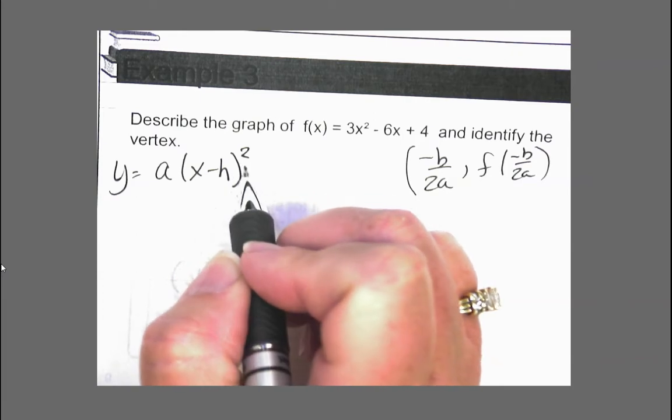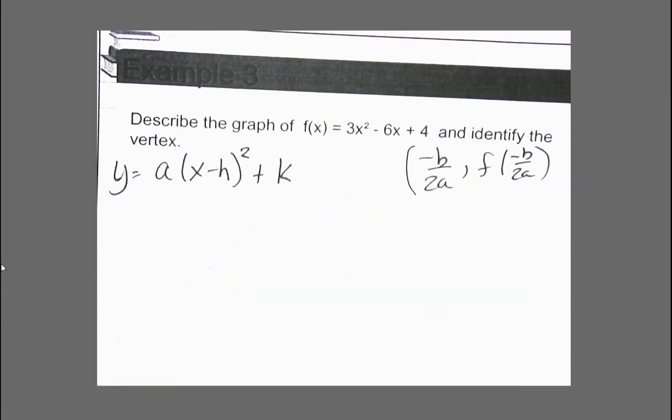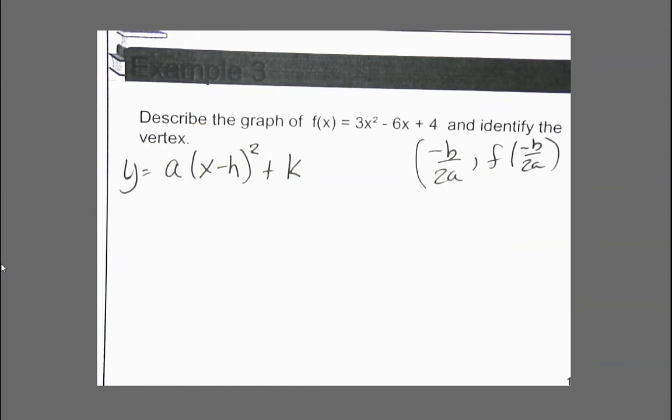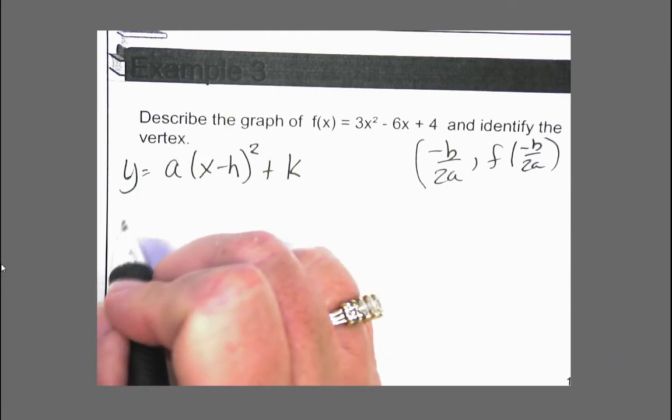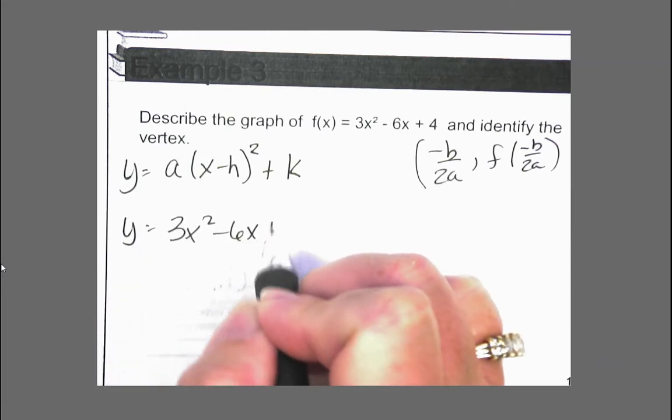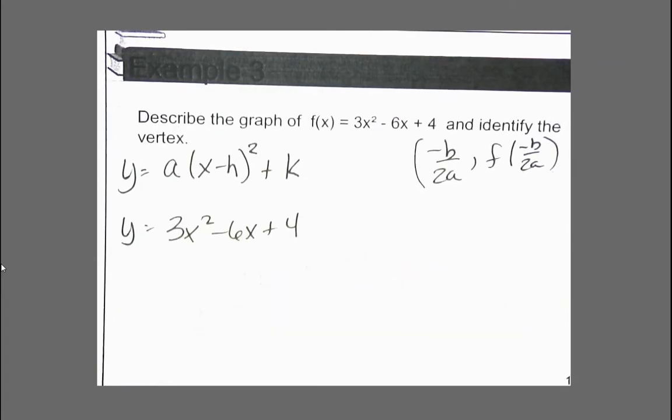X minus h squared plus what? Okay. This is the complete the square part right there, the x minus h. So when I look at that, let's start the process. So we have y equals 3x squared minus 6x plus 4. Yes, I wrote the whole thing out again, and I apologize.